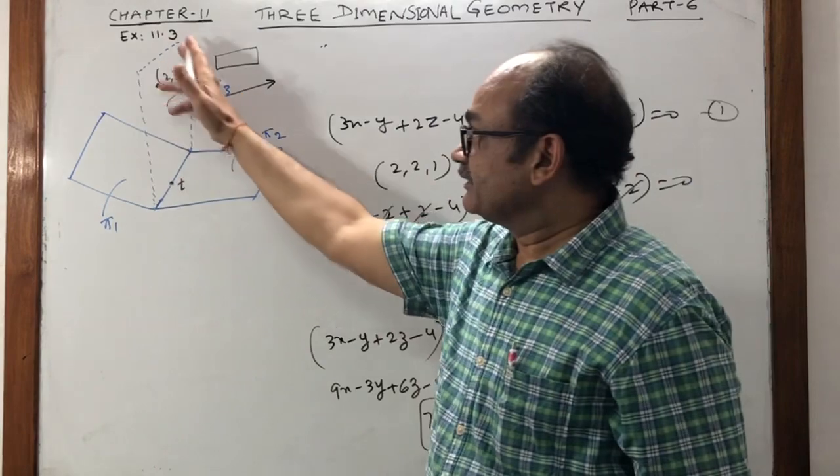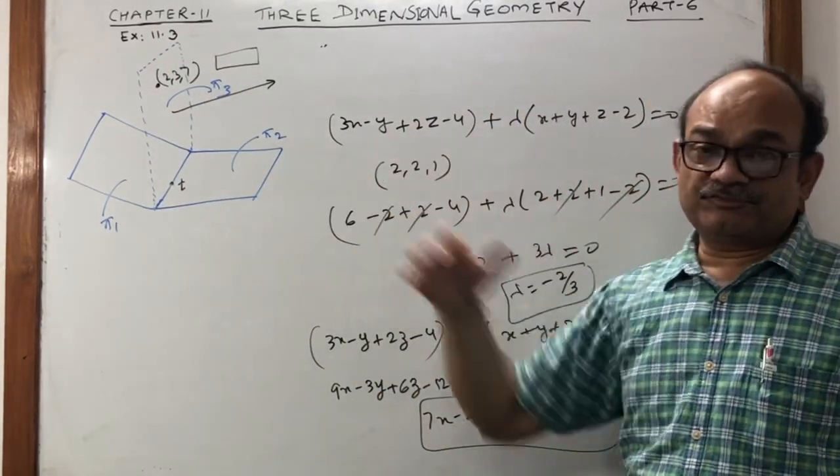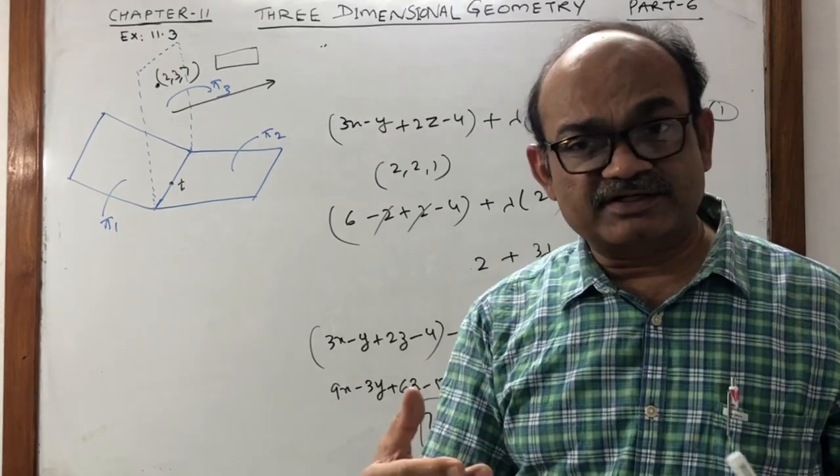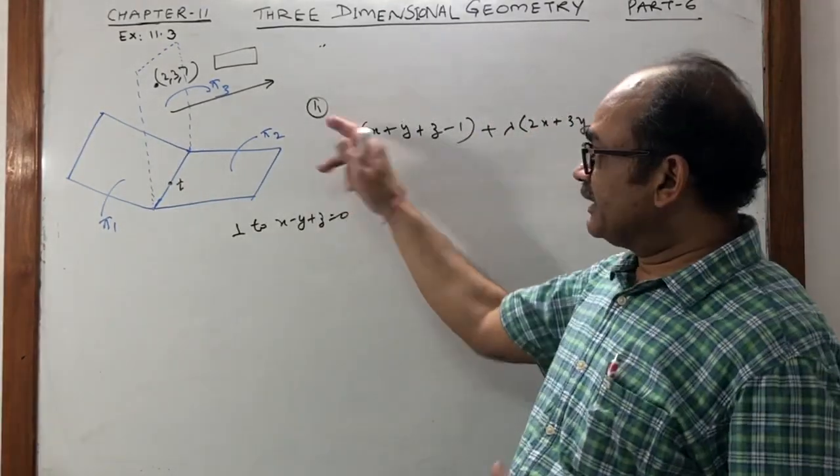This is the dotted plane. Simple. Sometimes they will give you the equation in vector form, then first you can convert it into Cartesian. And now one more question, question number 11.